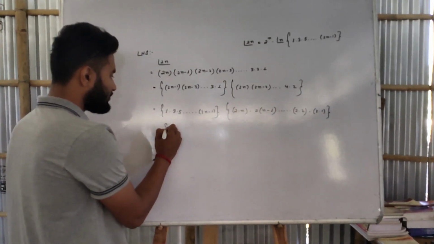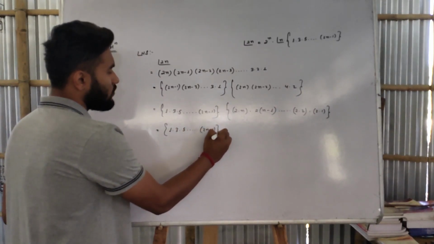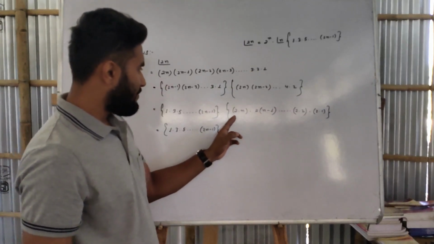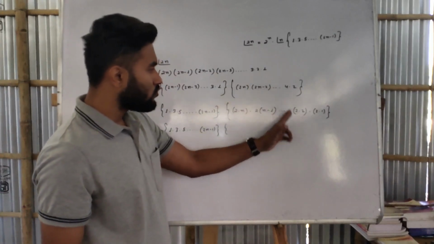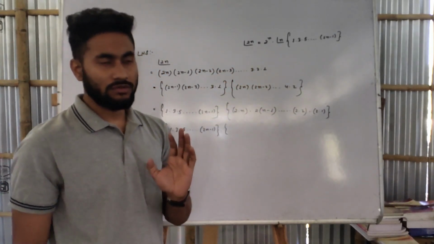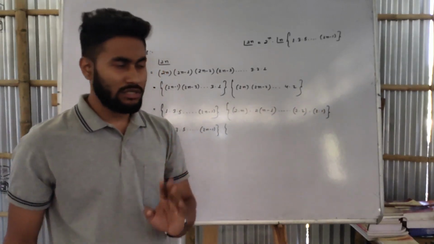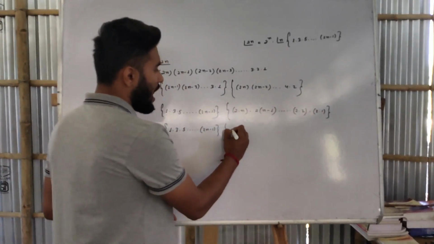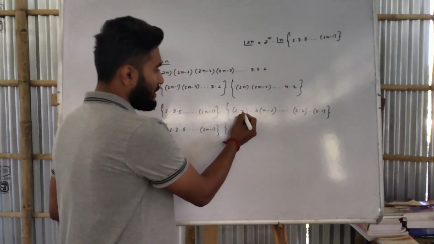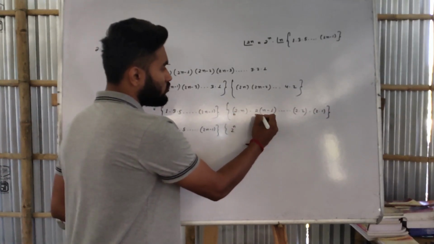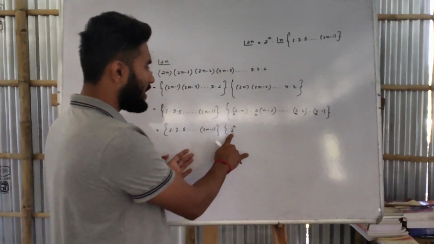So now what will happen? 1 into 3 into 5 dot dot dot twice n minus 1. What will happen if I multiply all the 2's? 2 into 2 into 2 into 2, how many 2's are there? n 2's. If I multiply n number of 2's, I will get 2 to the power n.